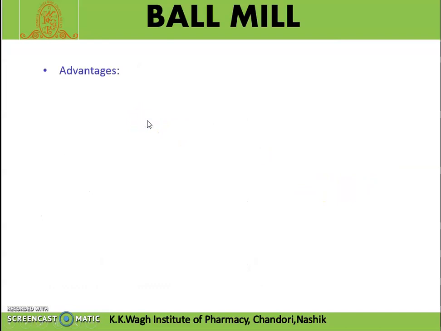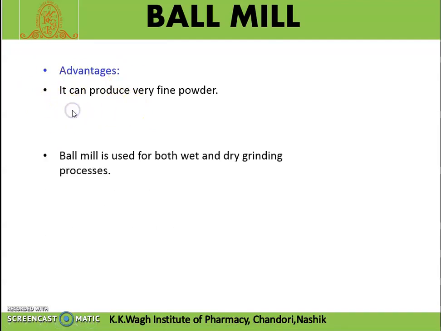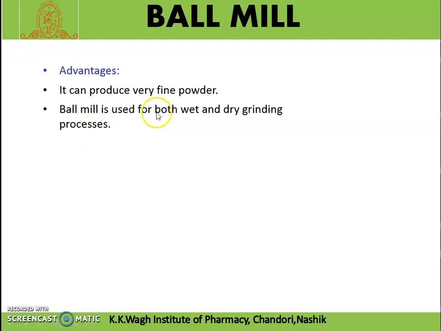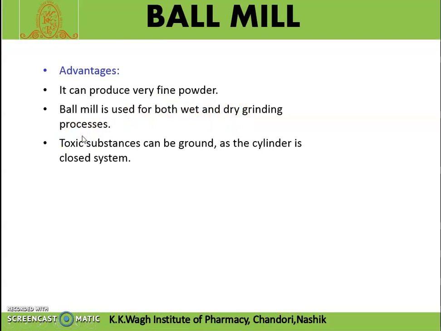We see the advantages of the ball mill. It can produce a very fine powder. Ball mill is used for both wet and dry grinding processes. Toxic substances can be ground as the cylinder is a closed system.